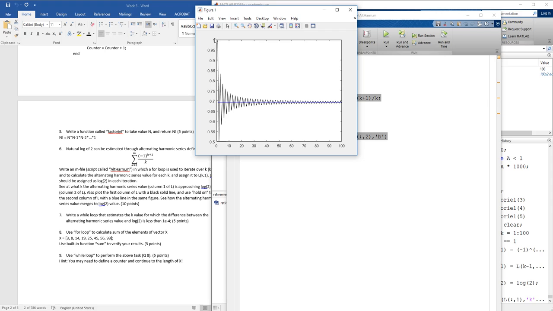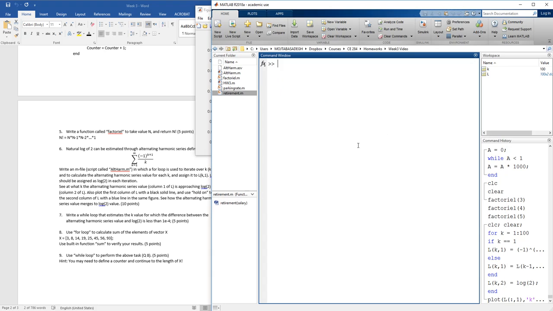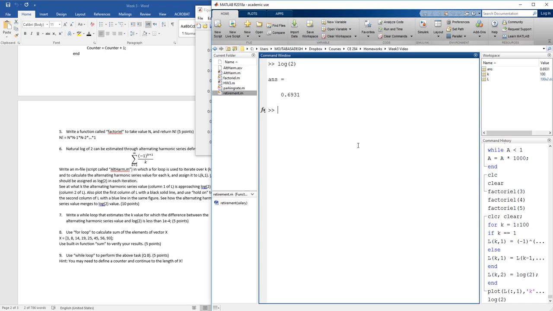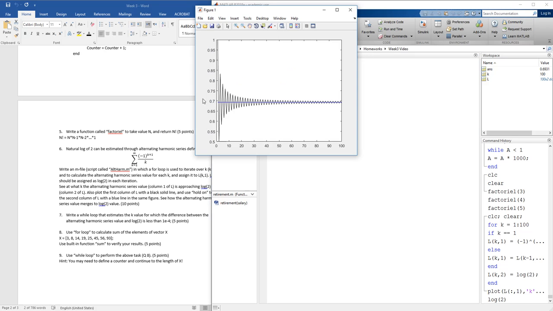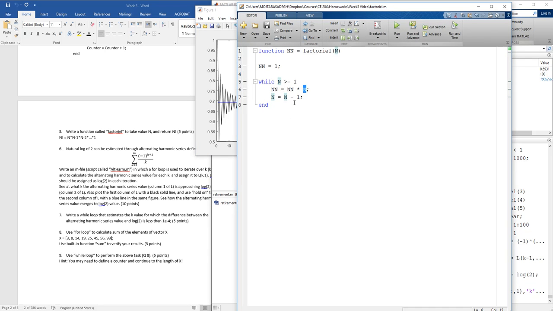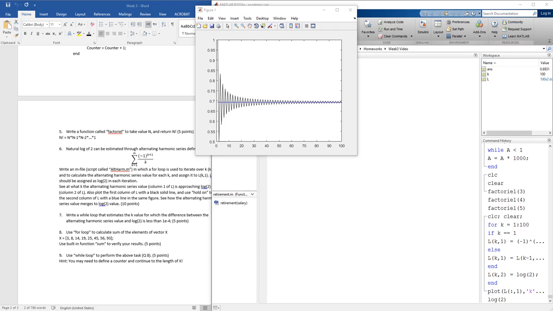As you can see, it starts, so the blue line is log of 2. Log of 2 is what? Almost 0.7. So log of 2 is almost 0.7. It's always this blue line. You can see the black line is basically the harmonic series, starts to fluctuate, but starts to merge to what we have here. But still at element 100, at k equal to 100, it's still not quite the same. So I go back, well, this is factorial, I just don't need it.